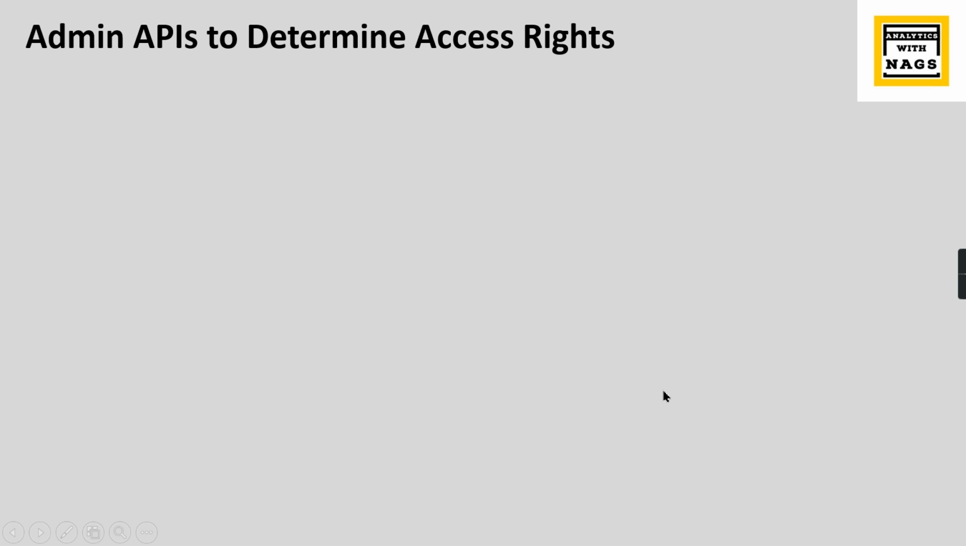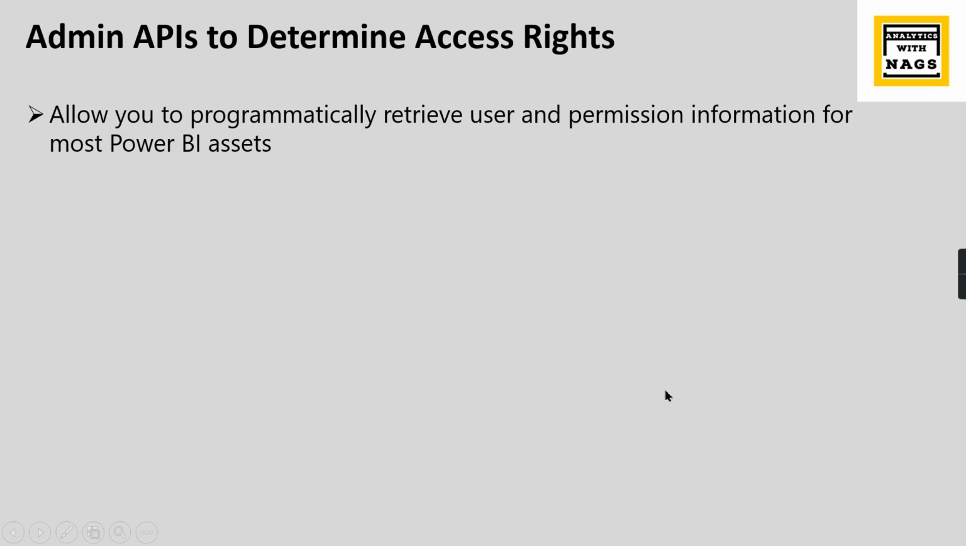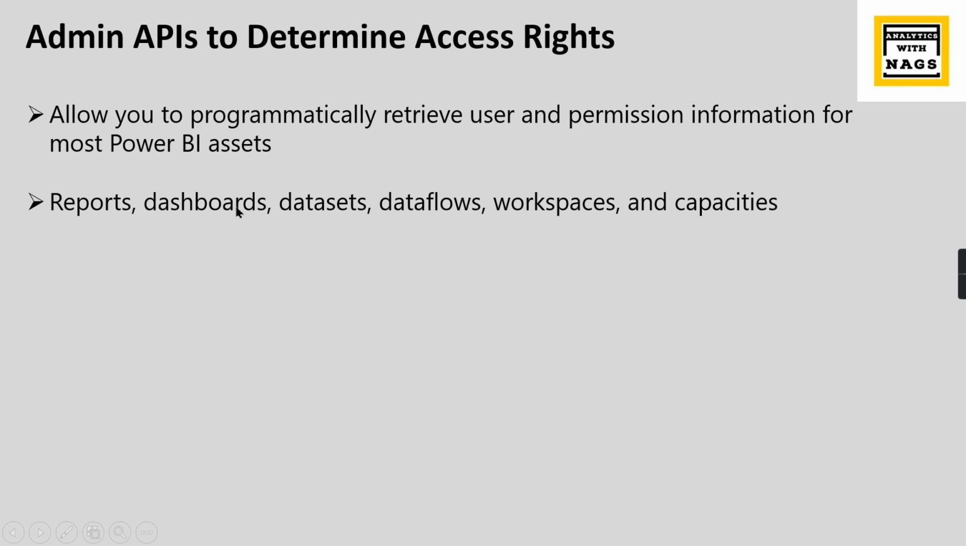So, admin APIs to determine access rights. You can see it is used to programmatically retrieve users' permission information for most Power BI assets. What do I mean by those? Reports, dashboards, datasets, dataflows, workspaces, capacities. All these things are considered objects or assets in the Power BI service.